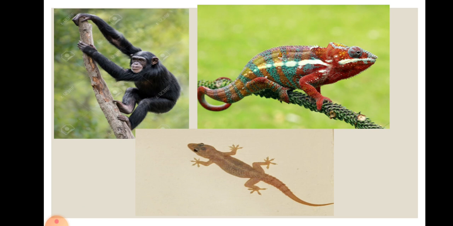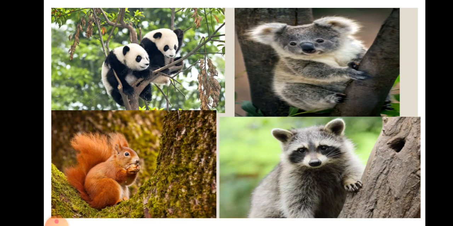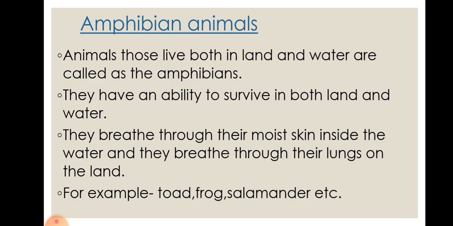You can see here monkey, chameleon, wall lizard, leopard, sloth, tree snake, another monkey, panda, koala, squirrel, raccoon. These are a few examples of arboreal animals. Let's know about the amphibian animals.